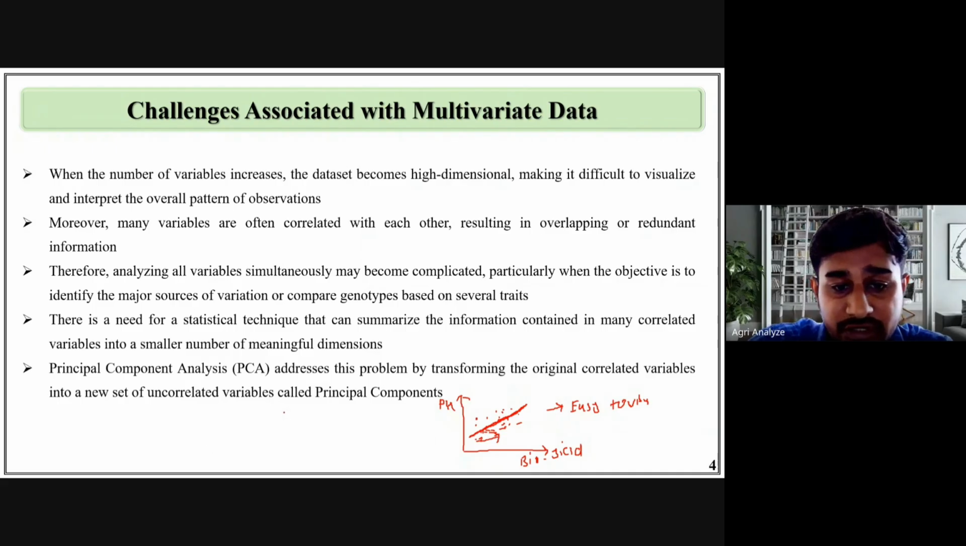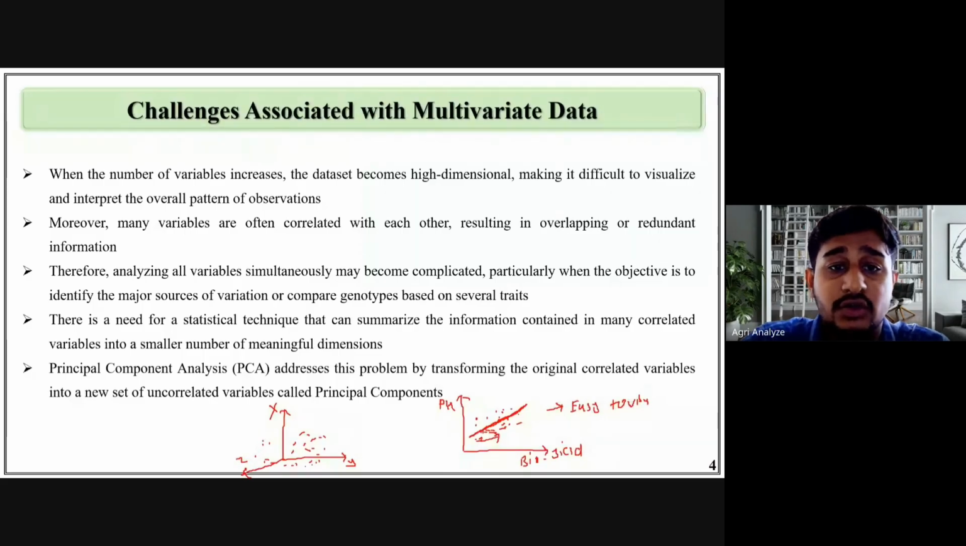But if we have 3 variables, like 3-dimensional data, then data looks like this. So it may be difficult to interpret or visualize our data. So this is the most challenging part, to visualize our multivariate data. It is also very difficult to interpret our data. So this is the main challenge associated with multivariate data. Then, moreover, many variables are often correlated with each other, resulting in overlapping or redundant information.